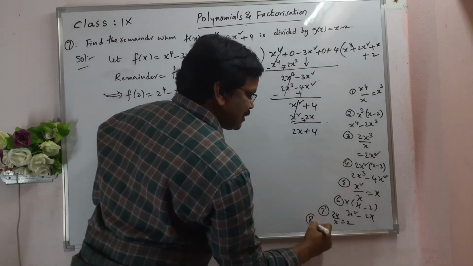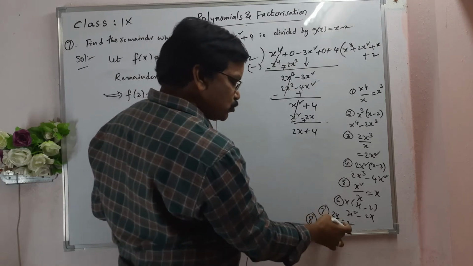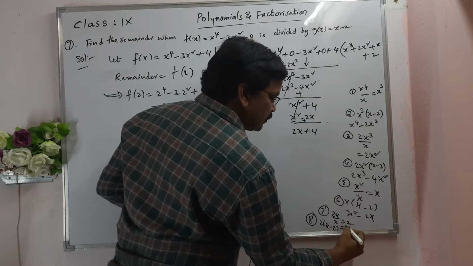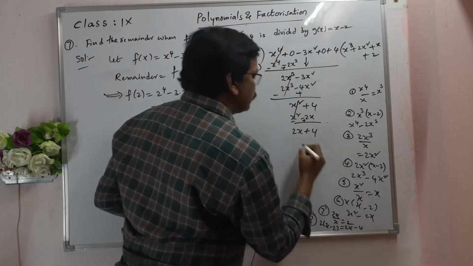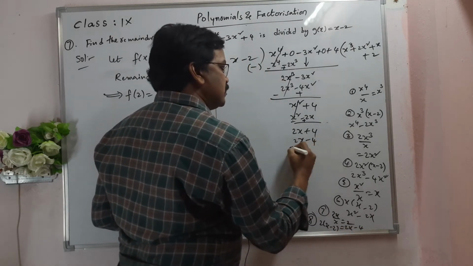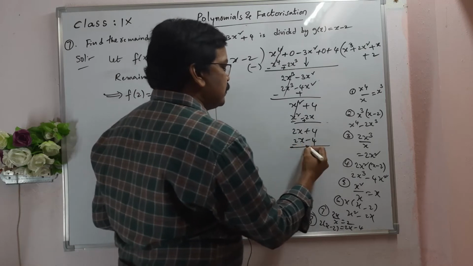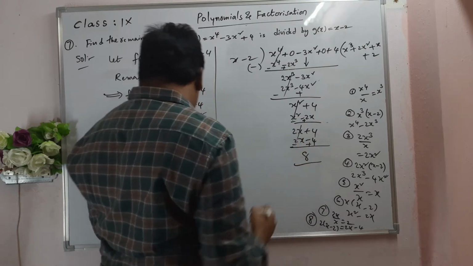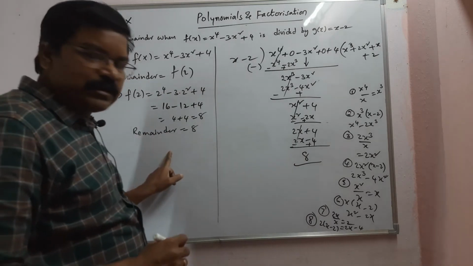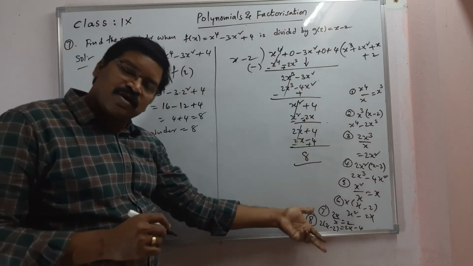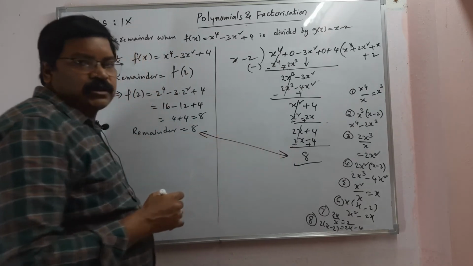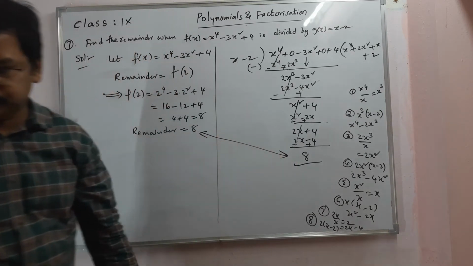So this last step, this 2 should multiply with x minus 2. That is 2x minus 4. So here minus, this is plus. So both get cancelled. What is 4 plus 4? 8. So here the remainder is 8. By the long division, the remainder is also 8. Okay. Right.